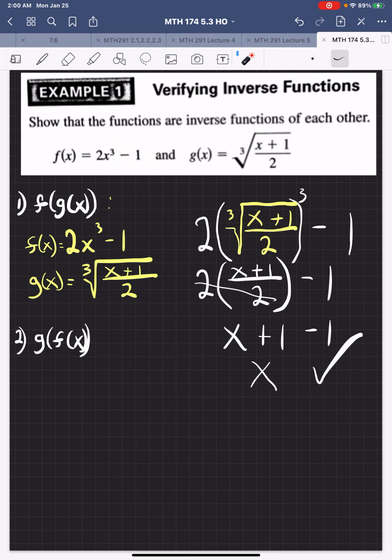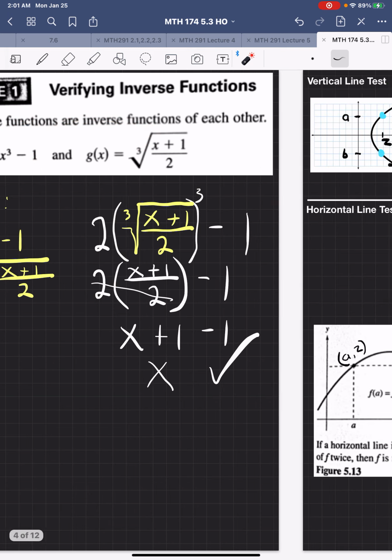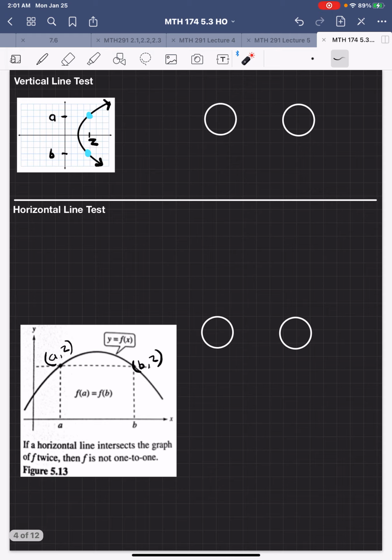Do you agree with me? The last operation you would do is subtract 1. And what's the first operation you would do here? You would add 1. So do you see how the last thing you do here is minus 1? First thing you do here is plus 1. Do you see how these are indeed inverse operations? They are undoing each other. So I will spare us from going through g of f of x, but you could try it on your own, just plugging 2x cubed minus 1 in here for x. Again, you will just get x. They are indeed inverse functions.